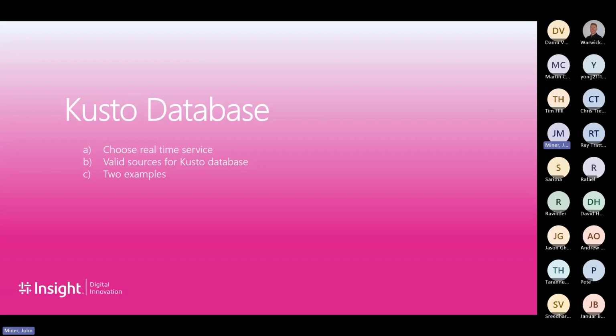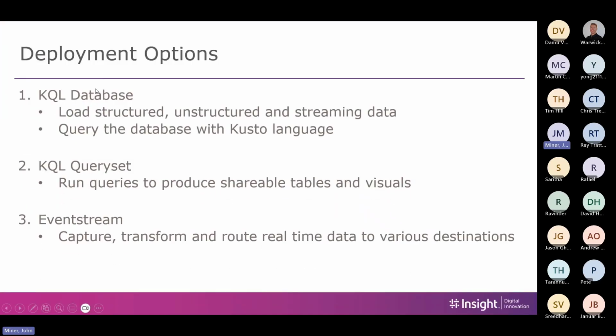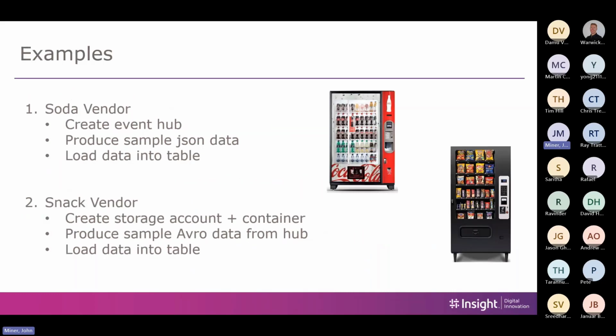So basically choose a real-time service. I had basically Event Hub, valid sources, right? So KQL, what is it? It's a database, right? Load structured, unstructured streaming. Once it's in there, use the Kusto Query Language. There's also query set, so this is something that could be shareable with visuals, and there's event stream. They're going to be doing a lot of new development here, so I'm just going to let you keep track of this. It's just a good introduction. Please look at the publications that show them because things are going to change in the future.